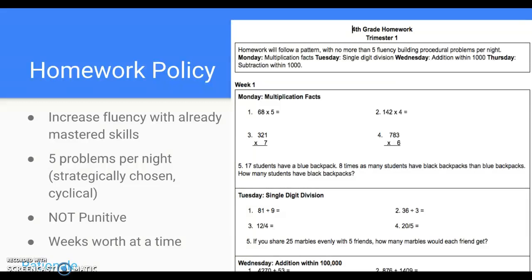Our homework policy has changed. Hattie research shows that traditional homework in elementary school actually has a negative correlation for students. The district homework team is working on rewriting the board policy and having it approved. But in the meantime, our UCI expert has recommended that we give 5 fluency problems per night that is recurring, i.e. every Monday for the entire first trimester, these students will be practicing multiplication facts. Every Tuesday, they'll be practicing single-digit division, and so on. Our team recommends that homework is not punitive, and if you want to read about the rationale, it is linked to your trimester plans.